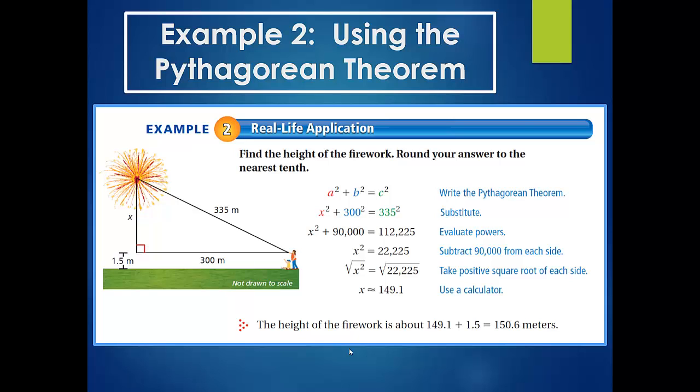So the height of the firework is about 149 1/10 plus 1 5/10, which would be equal to 150 and 6/10 meters. If you look at our diagram, we had to add the 1 and 5/10 because our triangle is sitting 1 and 5/10 meters up from the ground.